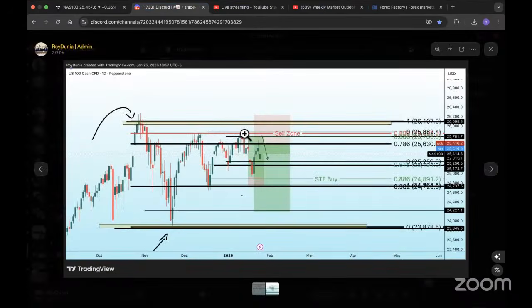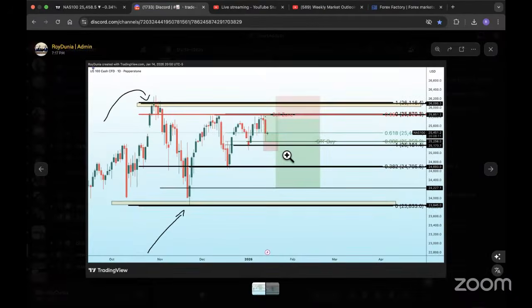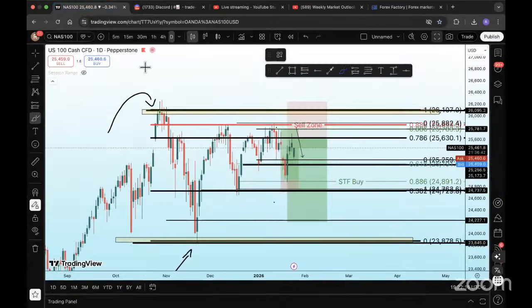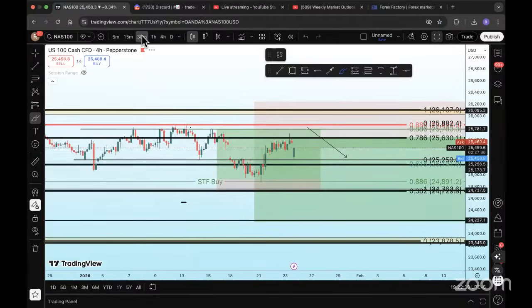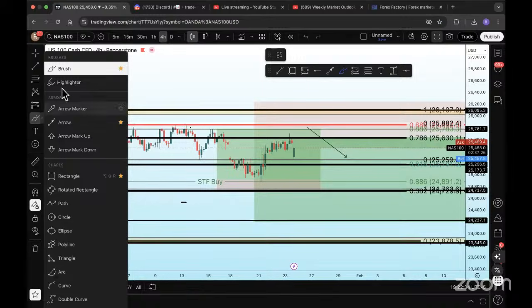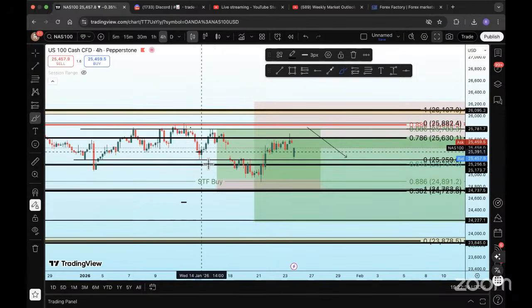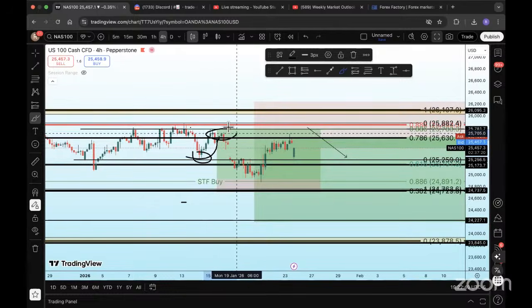When I had called it out the first time, the smaller time frame buy was sitting at, so there was one of them at 25,259. That was this one right here. So we did end up getting a beautiful buy rejection. And then we got a retest of that sell zone, dropped all the way down.